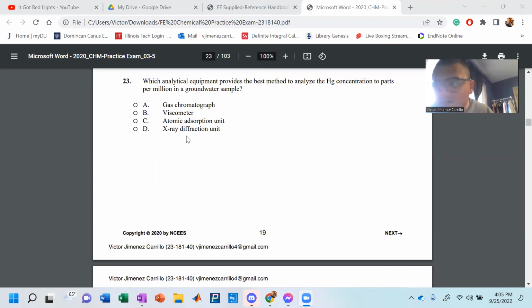Now, viscometer, I don't really need to guess. You know what viscous is. A viscometer measures the viscosity of a liquid. That's what it is. Atomic absorption unit. An atomic absorption unit is a technique for measuring the concentration of elements in different materials. Ooh, concentration. Now, you probably think that's the answer, right? I would agree. X-ray diffraction is used to assess the crystallinity and the structure of a solid sample.